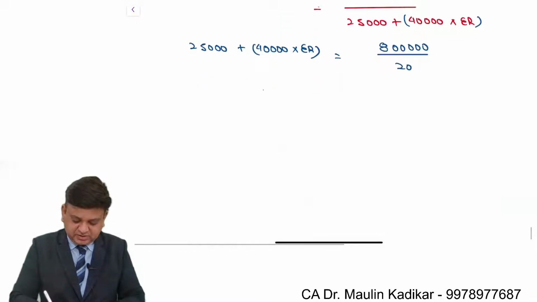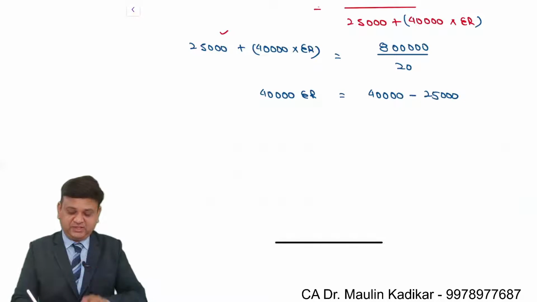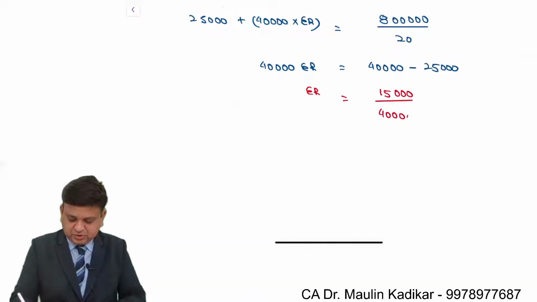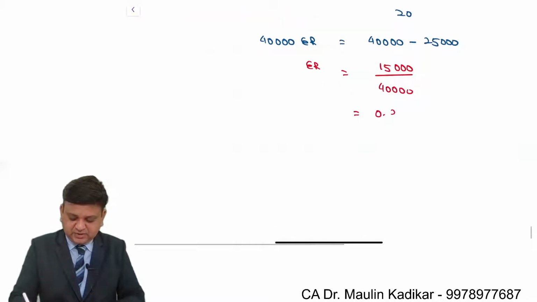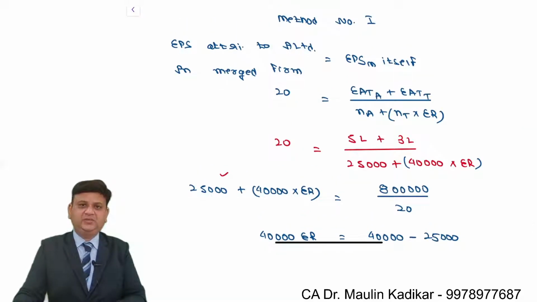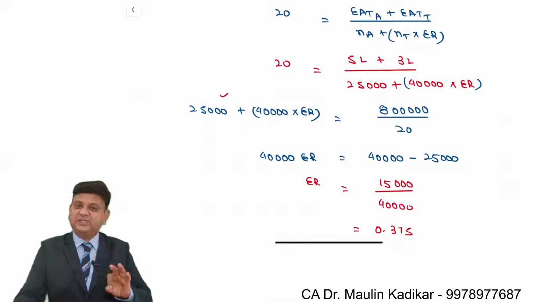Now 40,000 exchange ratio is equal to 40,000 minus 25,000. This 25,000 is transferred on the opposite side. So exchange ratio is 15,000 divided by 40,000. So the answer would be, dear students, again 0.3750. This is a detailed and a very logical method which you must understand properly, because this is the proper method that we have.